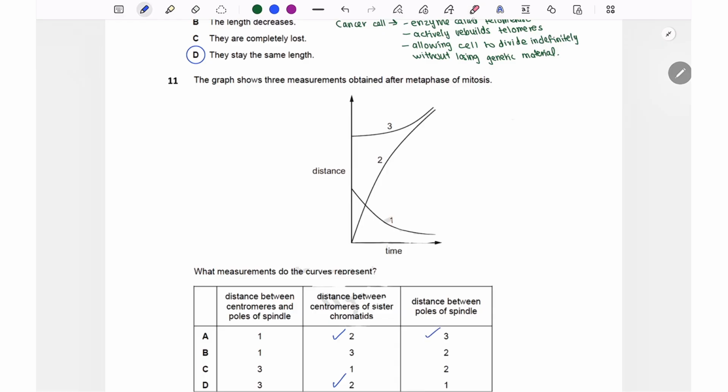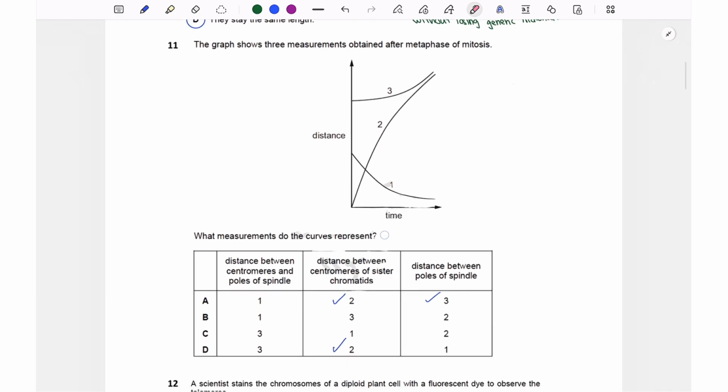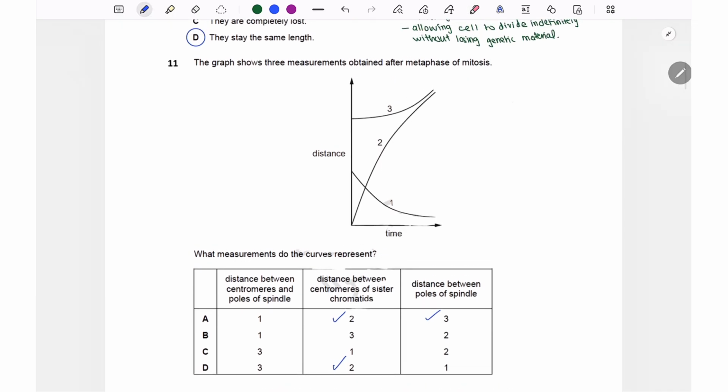And the distance between centromeres and poles of spindle is going to be 1. And let's look at it. What's happening here is it's decreasing. That's the distance between centromere and the poles of spindle, because in anaphase, the chromosomes are pulled towards the pole, so that distance decreases, it shrinks. So it's going to be 1. And that's A as our answer.